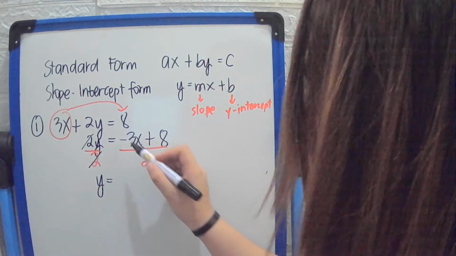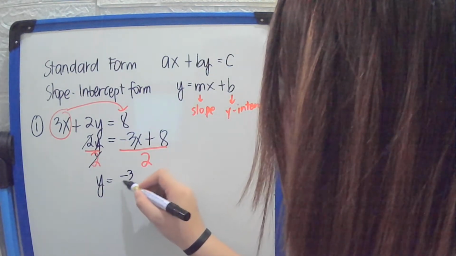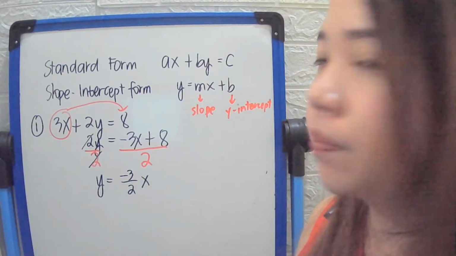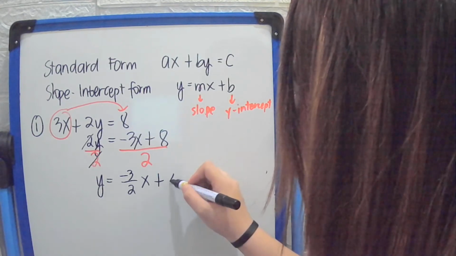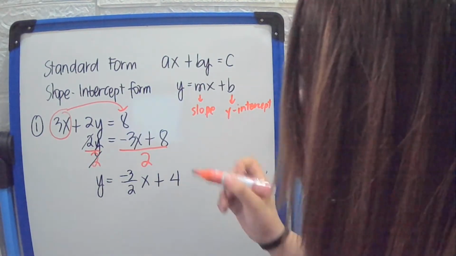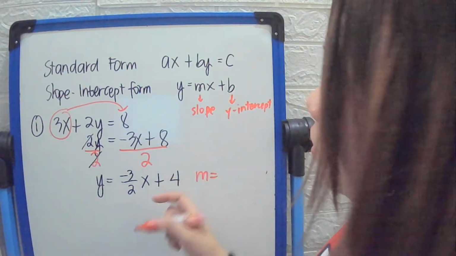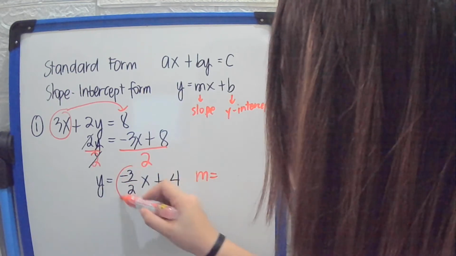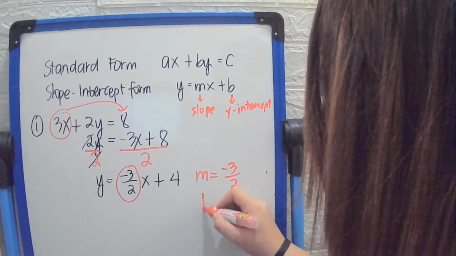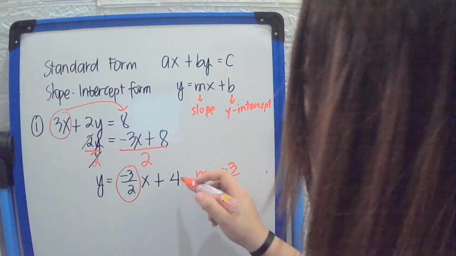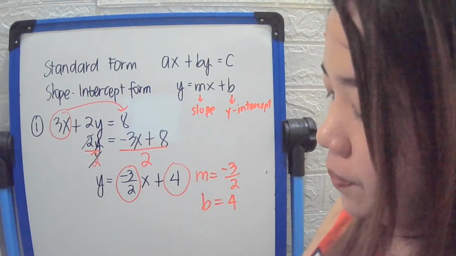And then, negative 3 divided by 2, kung wala naman exact na sagot, you just copy negative 3 over 2, then x. And then, if you can divide this, mas okay. So, 8 divided by 2, that will be 4. So, in here, your slope is the number before x. So, kung ano man yung term, bago mag-x, yun po yung slope. So, negative 3 over 2. Tapos, si y-intercept or b is the constant. So, siya yung constant. So, since positive naman siya or plus, positive 4.